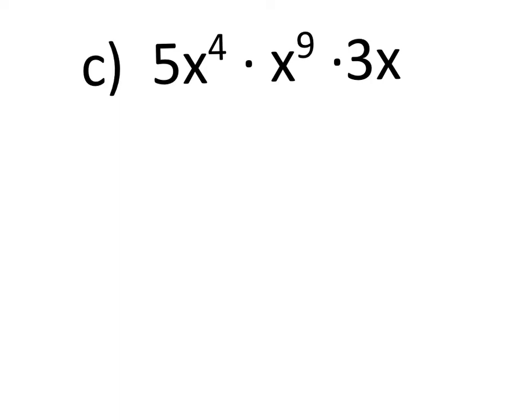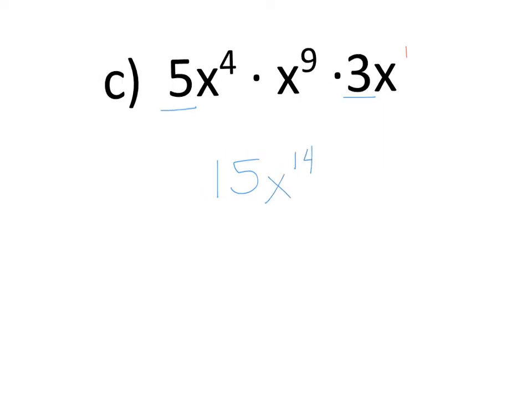Okay, so you should have taken 5 times 3 and got 15. And then since we have all the same variables, so all x's are the same base, we're going to go ahead and add them up. So I have 4 plus 9, and then remember there is a 1 there. So 4 plus 9 is 13, plus 1 is 14. So I have x to the 14th should have been your answer.